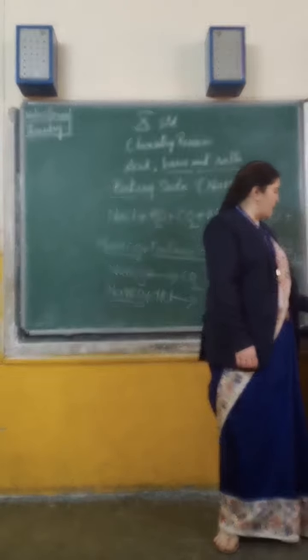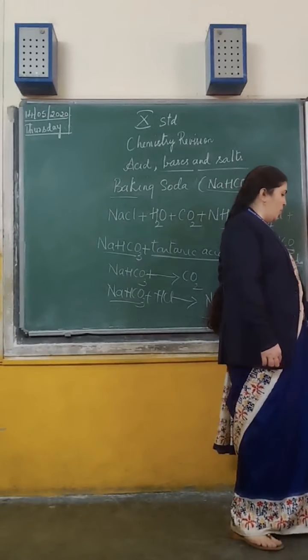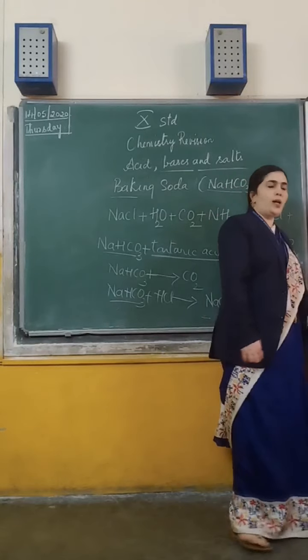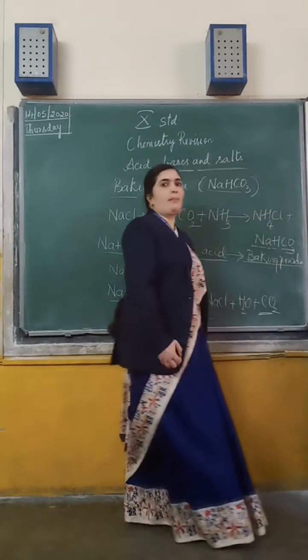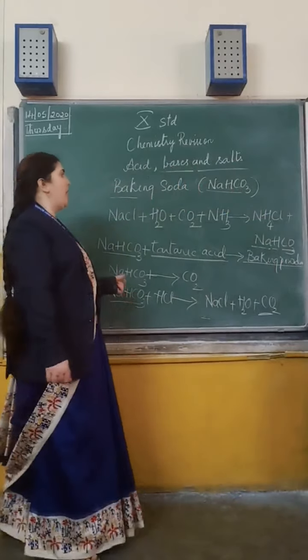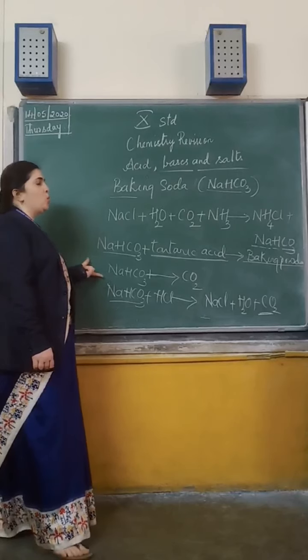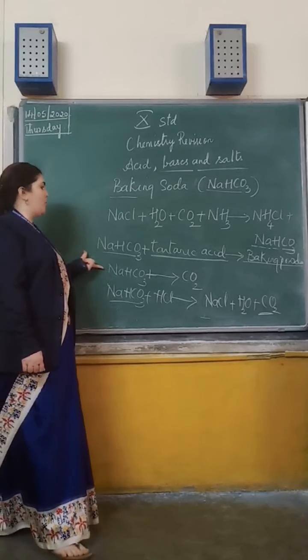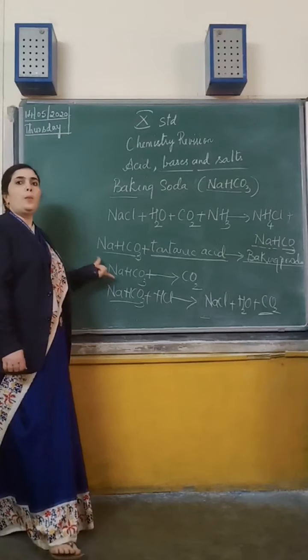In the next class, you have to see the other things: washing soda, copper sulfate, gypsum, and plaster of Paris, how they are manufactured and their uses. Go through all the reactions, their manufacture and their uses. It is a very important part of this lesson. Surely one or two questions will be asked from this part.